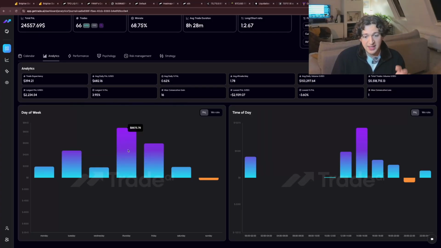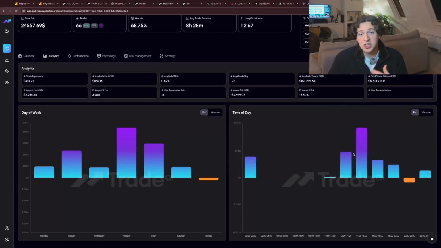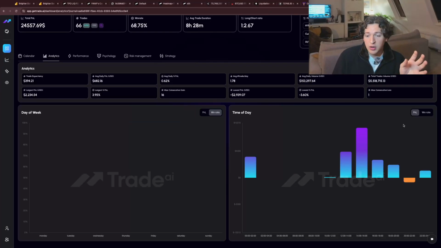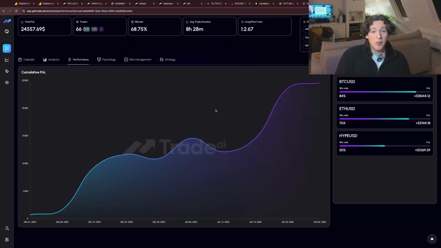For example, here we can see that Thursday was the best day for me since I started this account, and we can see that the New York Open hours were the best hours for me to trade, which makes sense because most of the time I'm trading the New York Open, and this is where I'll take my trades. You can track the P&L, you can also track the win rate to see the win rate depending on the hours and the day.